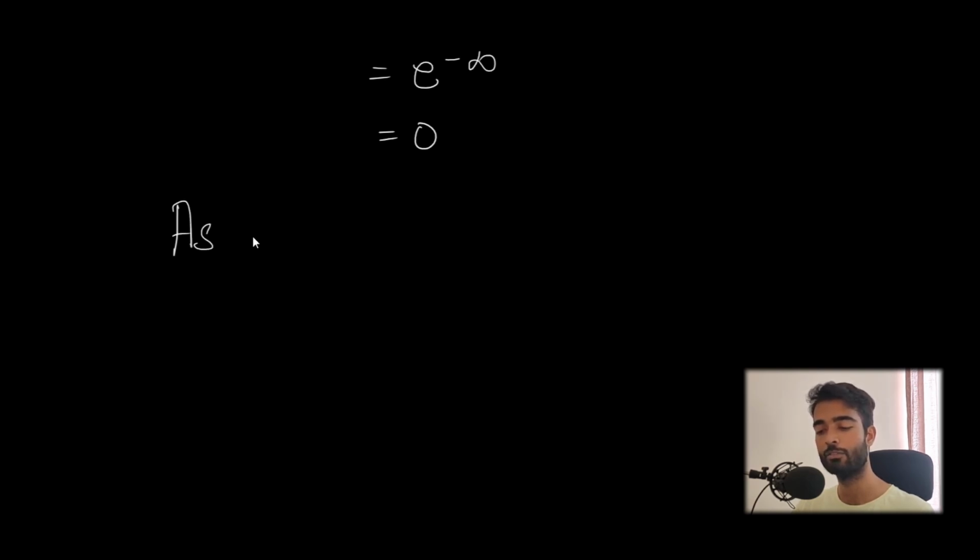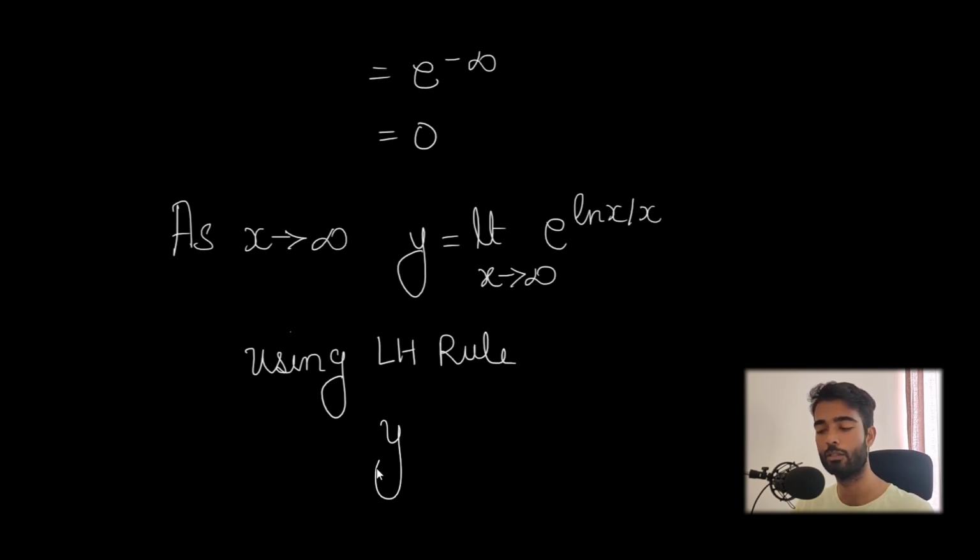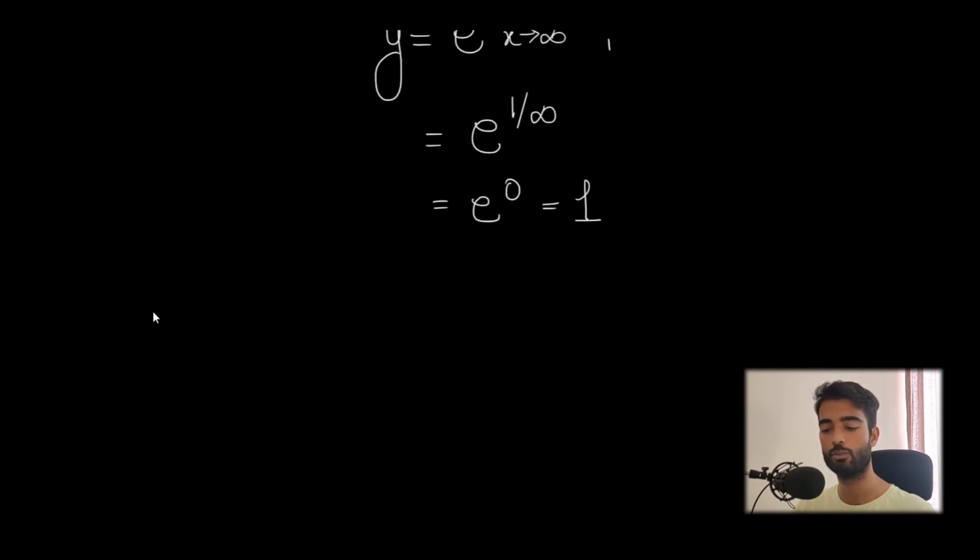As x tends to infinity, we get limit x tends to infinity e to the power ln x by x. And we use L'Hopital's rule to differentiate the numerator and the denominator of the exponent. And we get e to the power 1 by infinity, which is equal to e to the power 0.